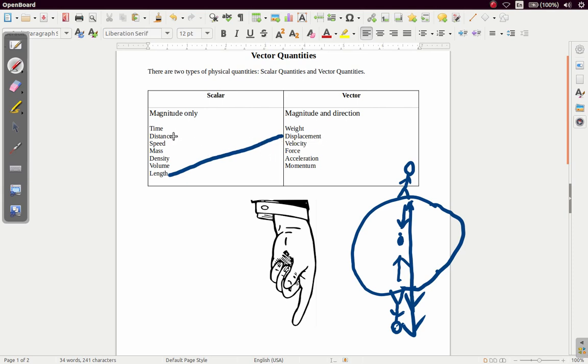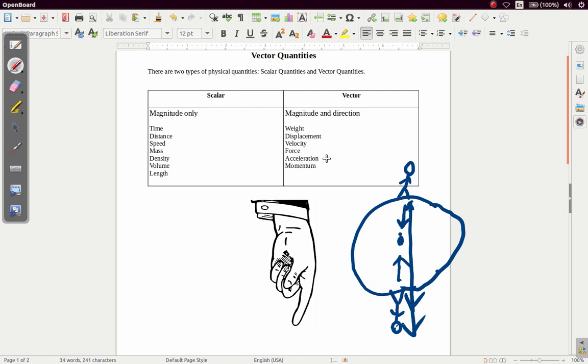Just like what I said earlier, displacement is distance in a specific direction. Or you can say a specified direction. Alright? Now, velocity is speed in a specified direction. Acceleration is the rate of change of velocity. So if it is velocity that is changing and velocity is already a vector, then acceleration is also a vector.